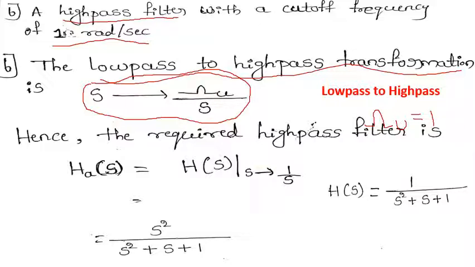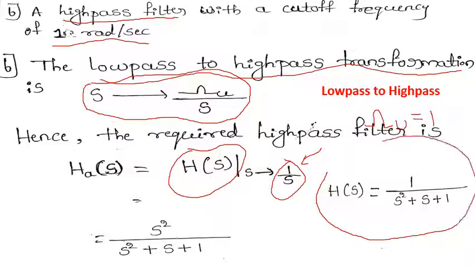And in line with this, in H(s), wherever there is s, we have to replace it as 1 divided by s. We are writing 1 here because in the present numerical, the value of omega u is 1. Once we apply this transformation on this H(s), we get the transfer function for a high pass filter as s square divided by s square plus s plus 1.